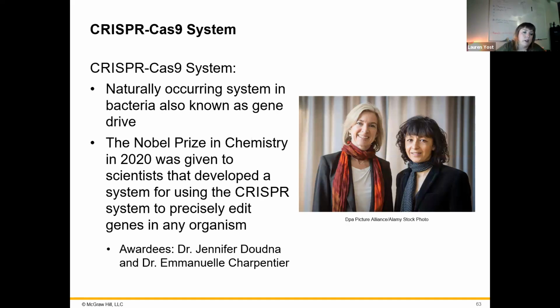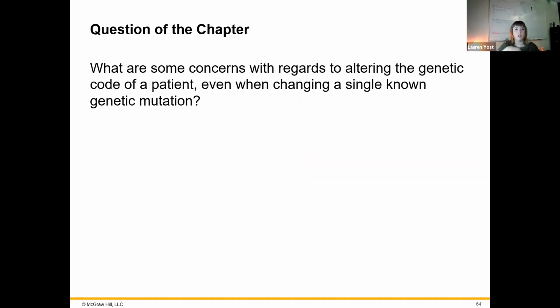Going back to CRISPR and Cas9, this is naturally occurring. We already mentioned that bacteria use this as a means of defense against foreign DNA. We can use that to precisely edit genes in any organism, which is very useful for creating changes potentially at the somatic level, but hopefully at the germline level, to be heritable later on in certain faulty genes.